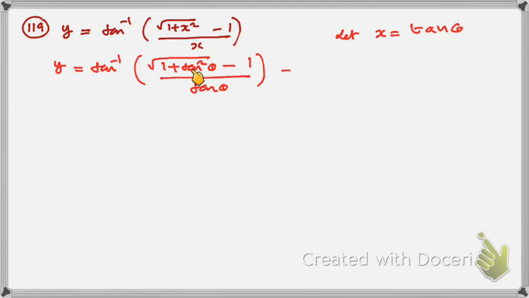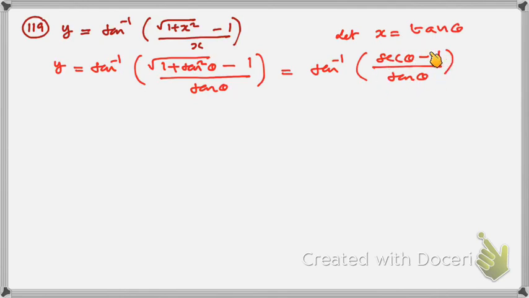What is 1 plus tan square theta? That is sec square theta. Root of that will be sec theta. So I'm going to get tan inverse of sec theta minus 1 by tan theta. Once again, 1 plus tan square theta is sec square theta. Root of sec square theta is sec theta minus 1 by tan theta.